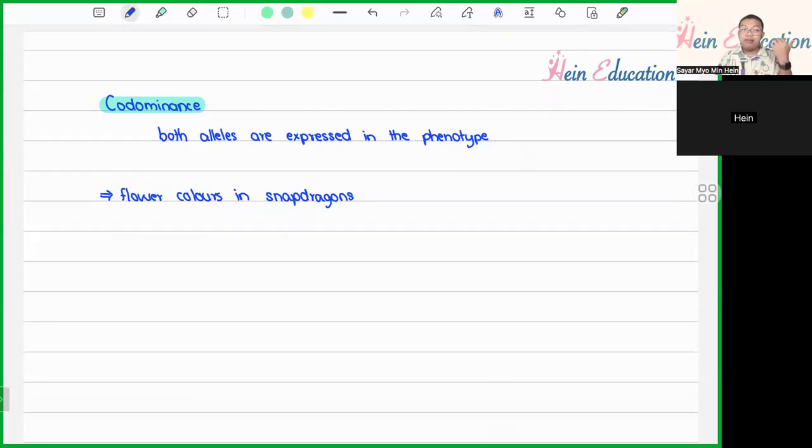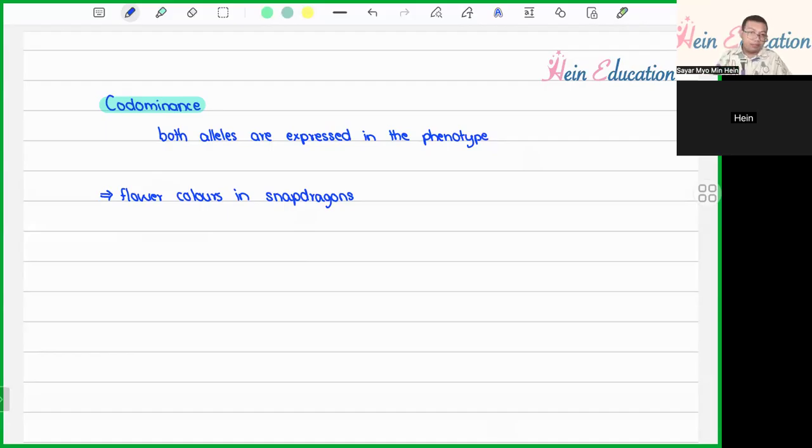So the previous one that we did about the tall plants and the dwarf plants and also about polydactyly, they are considered as complete dominance, meaning that one character is completely dominant over the other character. So that would be complete dominance. For this case, that would be codominance, right? So codominance means when both alleles are expressed in the phenotype.